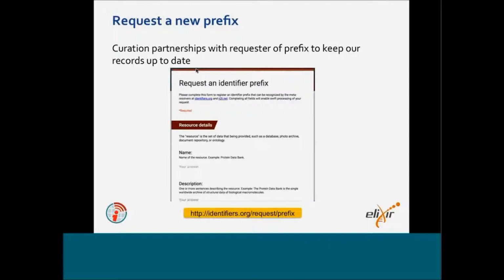At the moment, we have a form that people can fill in, the resource provider or the user, and this comes to us, and then this information is checked by our curators and added to the registry. So if you don't have your resource in Identifiers.org registry, please go and fill in this form.